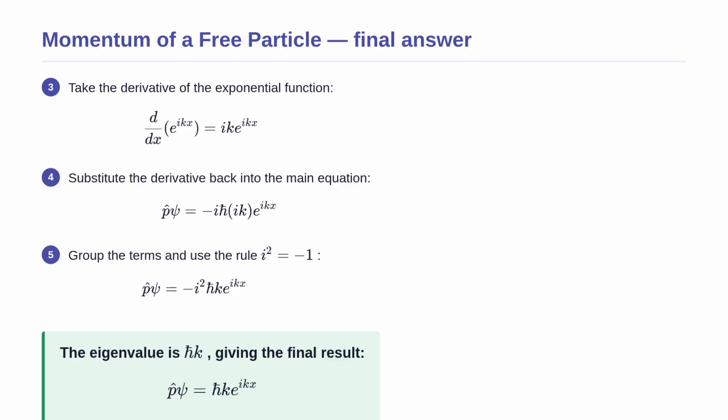Continuing with our calculation, we now perform the mathematical derivative. In calculus, the derivative of this exponential function simply brings the constant multiplier ik down to the front, leaving the exponential part unchanged. We substitute this back into our main equation and group the terms. Multiplying the imaginary unit i by itself gives -1, which cancels out the negative sign at the front. Because the original wave function is perfectly restored at the end, the constant h bar times k sitting in front of it is our eigenvalue, representing the physical momentum of the free electron.